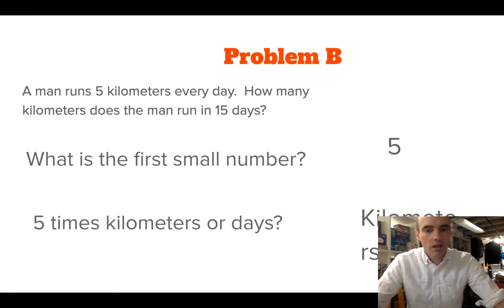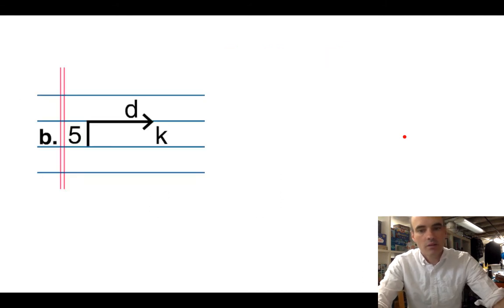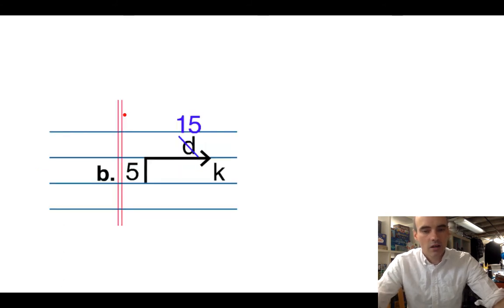So we're going to set up our number family. 5 is going to be our small number. D is going to be our other small number, and K is going to be our big number. So let's take a look at it. There we go. 5, D, K. We know he ran for 15 days. So we're going to cross out the D and write 15, and then you can work it over here.